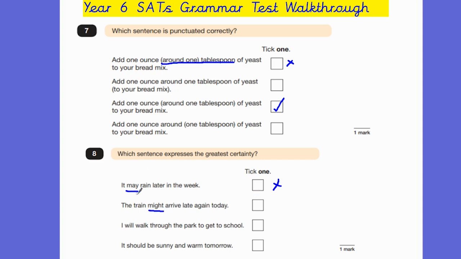Well, both of these are modal verbs to indicate possibility. We're looking for certainty. I will walk through the park to get to school. Well, I know that so far has a greater certainty. It should be sunny and warm tomorrow. That again, that's possibility. So it would be I will walk through the park to get to school.